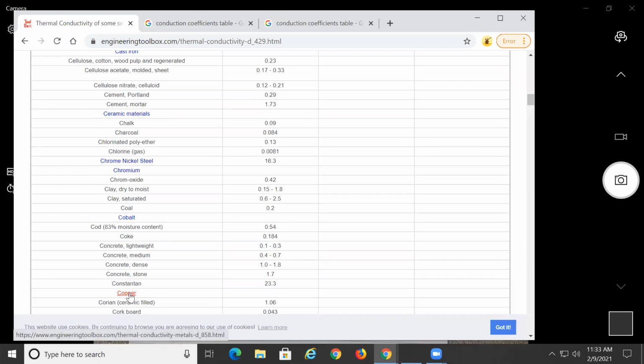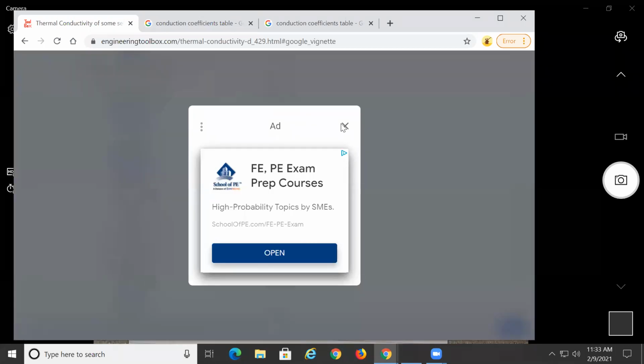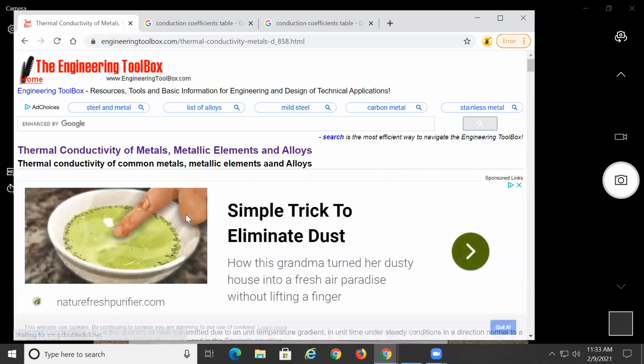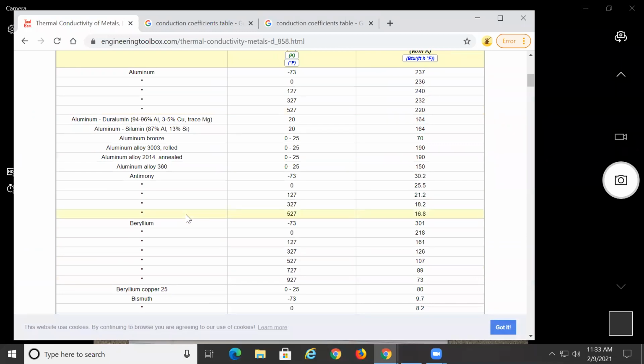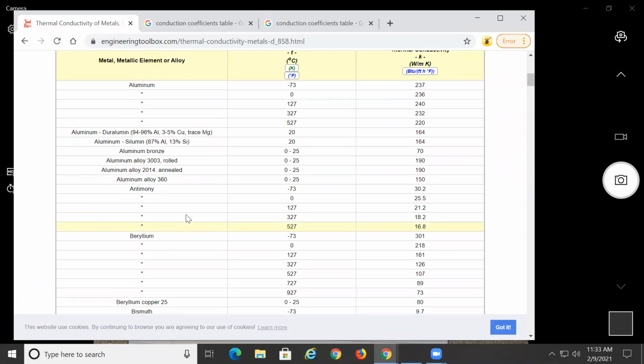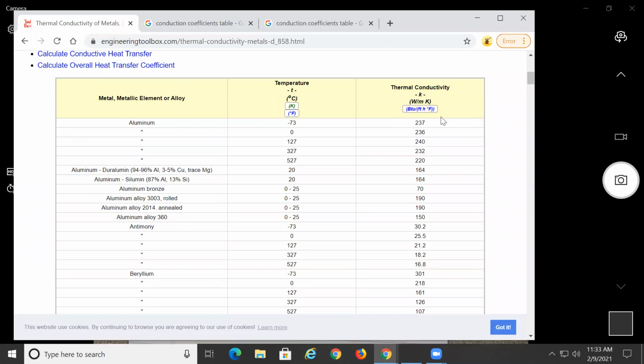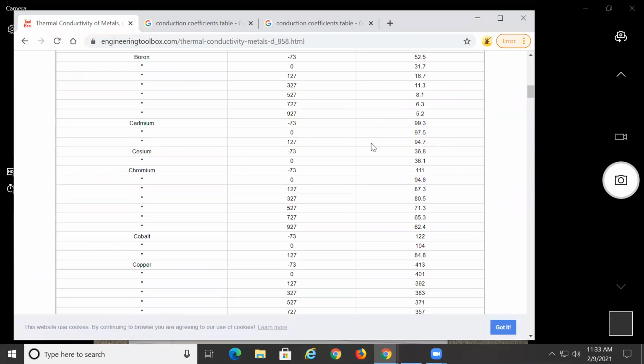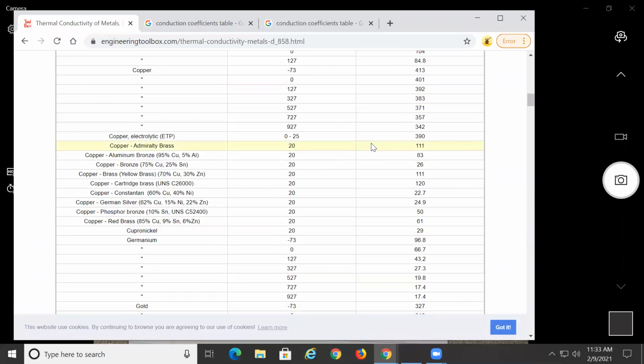They don't give the value. Okay, let's see if it gives it here. Anyway, if they conduct electricity, the value should be high. If they don't conduct electricity, the value should be a little bit lower, all right? So here you see aluminum is pretty high. Now let's move on. Copper here was given as 413.